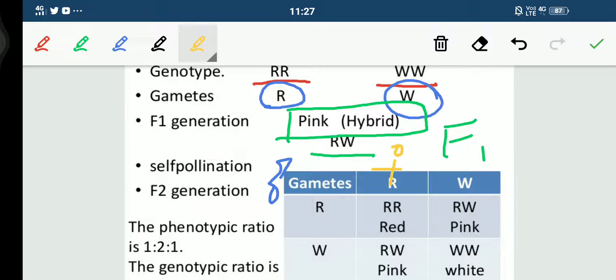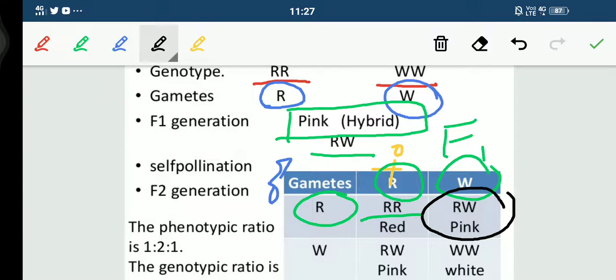So you can see here, these are the gametes RW and RW. See students, now very very important, when this R gets fused with this R, this red is formed. Red is the color of one of the parents only. And similarly, when this R gets fused with this W, which is white color, neither red nor white has been formed, but something in between is formed, and that is the pink color.